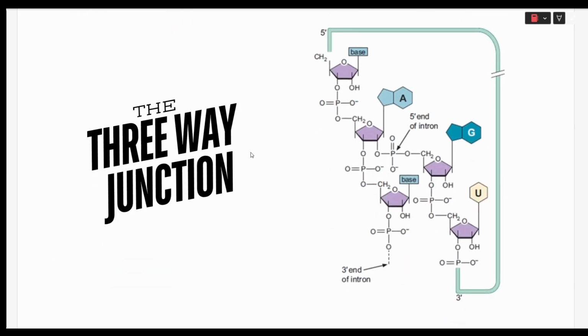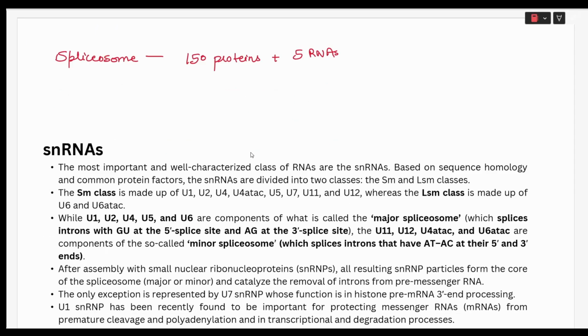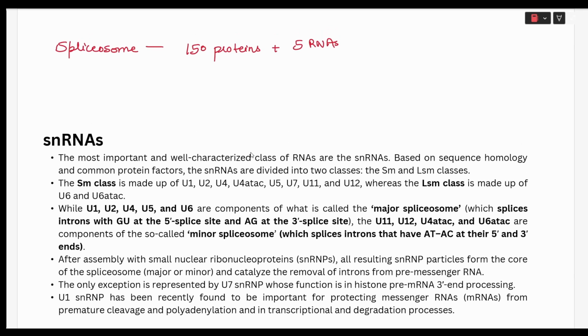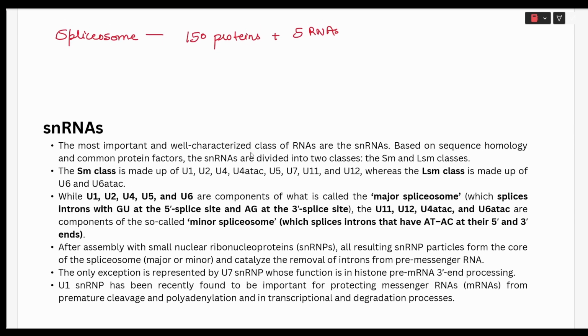However, let's go back to our spliceosome, our splicing machinery that we have. The spliceosome requires ATP. You can say it doesn't work by itself. ATP is not required by the chemistry of splicing itself, but the spliceosome actually requires several ATP molecules for a single splicing reaction, right?